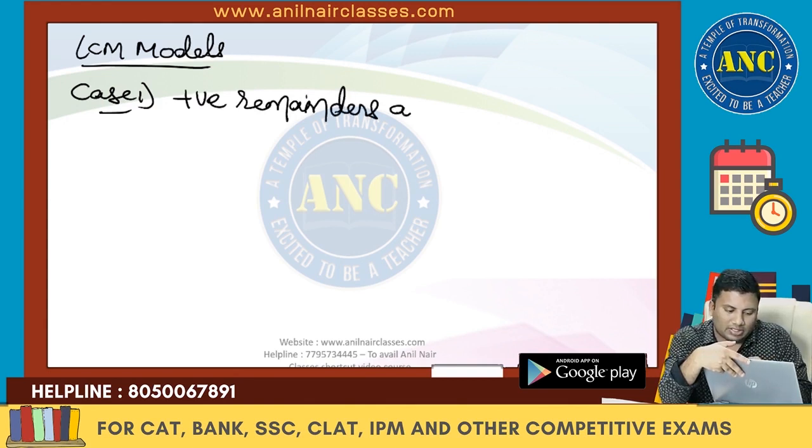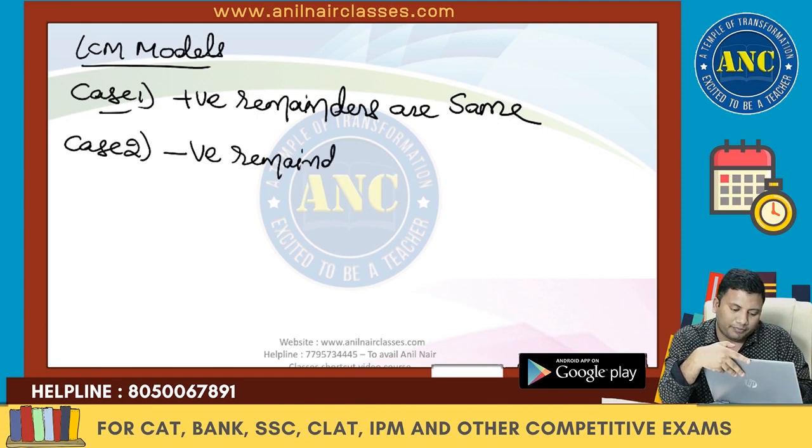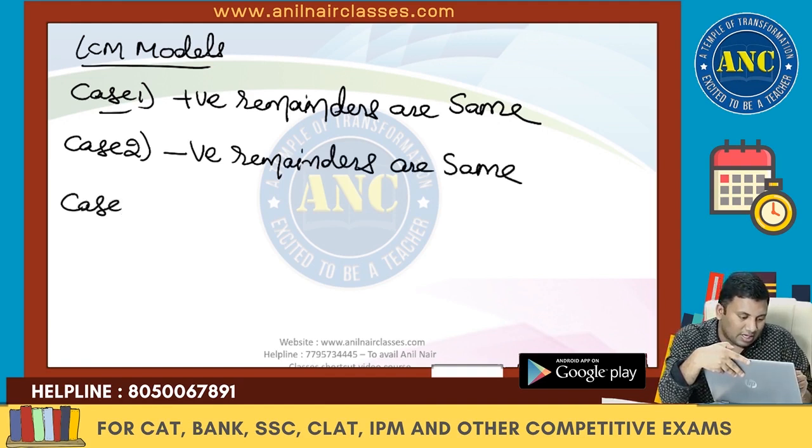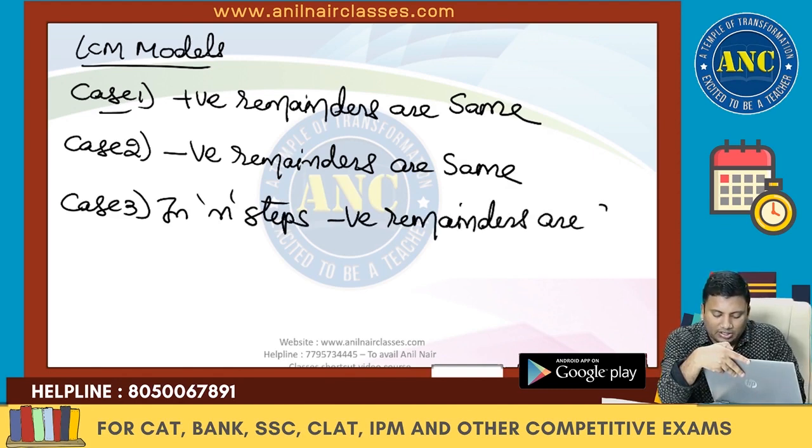Positive remainders are same. Case 1. Case 2 is when the negative remainders are same. What is case 3? Case 3 is in n steps, negative remainders are same.